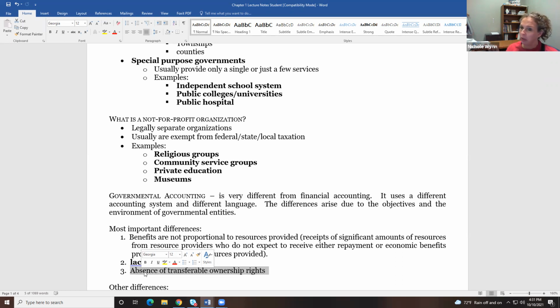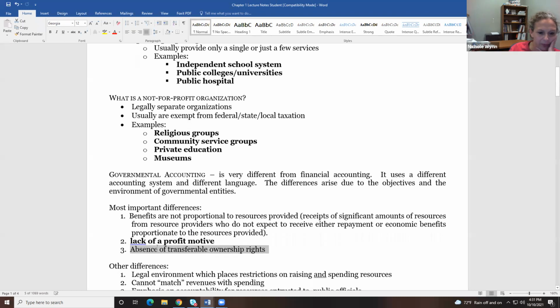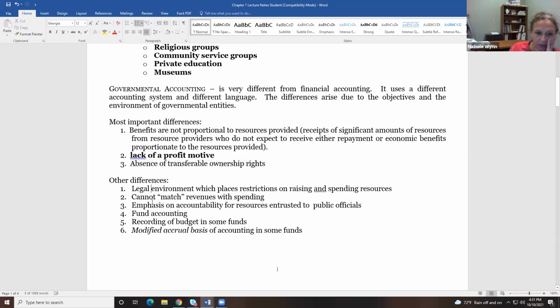There will be some differences, obviously, because every year you're not going to break even exactly. So there's going to be some differences every once in a while, but you don't sell shares of stock in the government. So other differences, you can't match revenues with spending. We're going to use fund accounting. We are going to actually record the budget as a journal entry. I can't wait to start showing you journal entries, but that's not till chapter 3.